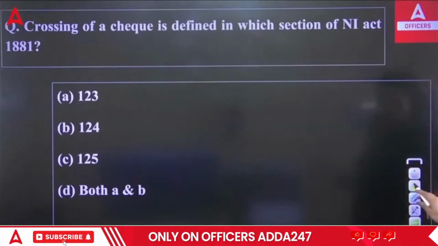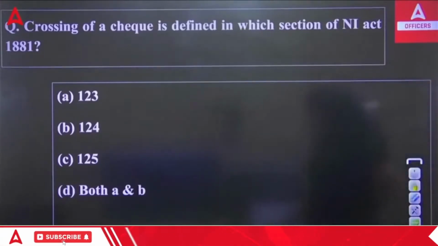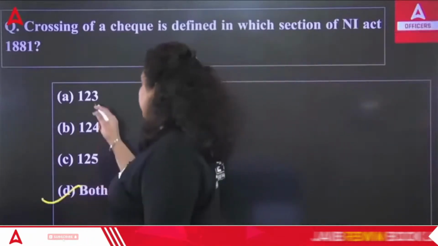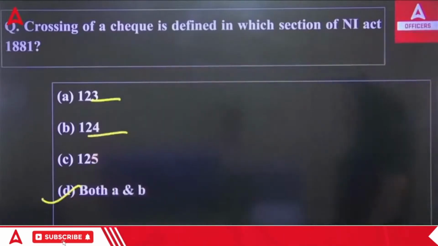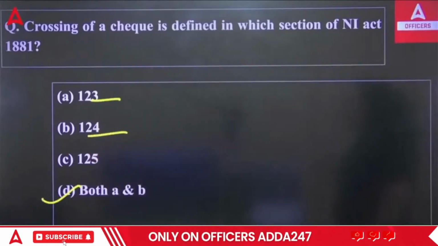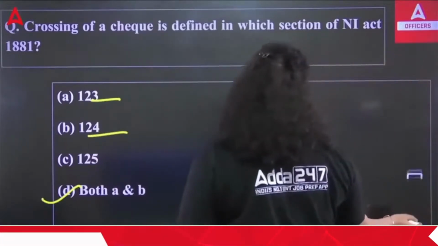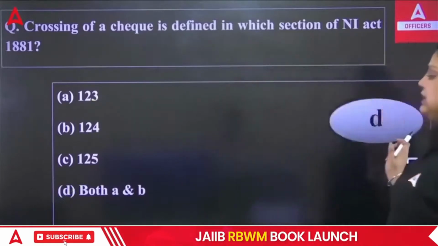So it is defined under which particular section? It is defined under both section A and B, it means 123 and 124. Sections 123 and 124 deal with two types of crossing, that is general crossing and special crossing. The right answer is D, both.